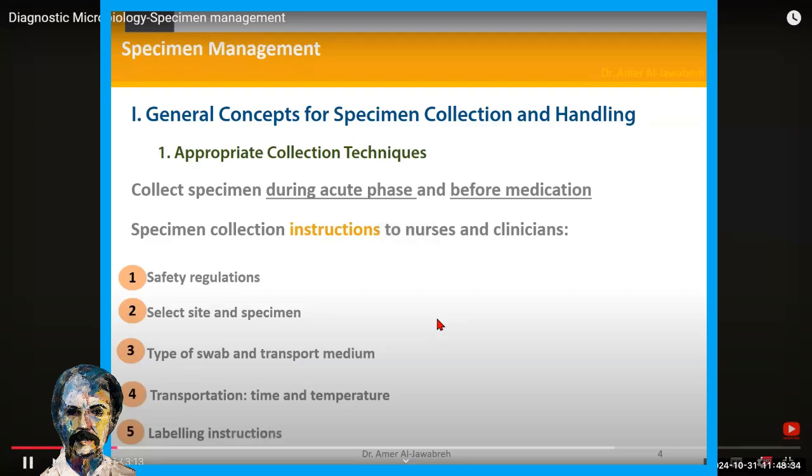Okay. Labeling instructions. You should ask the nurse and the physician to label. You know what to label? To write the name and the code on the urine cup or the swab. Nowadays, we have barcode reading, like the barcode in the supermarkets. You just have a label, and people also have barcodes. So when you read it on the laptop or on your computer, everything appears: the person, the address, the phone number, all details, demography, and even clinical.